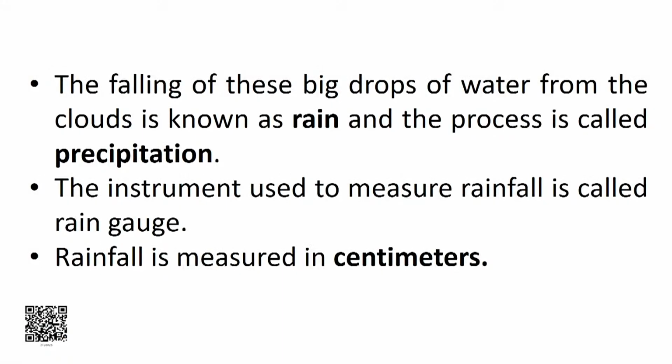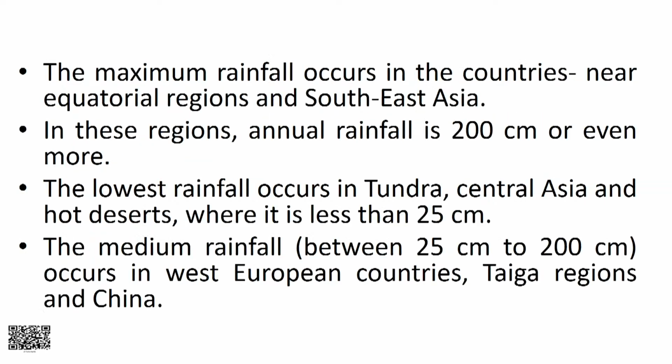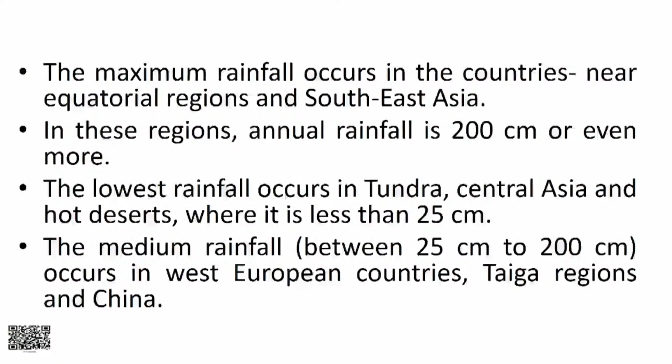The falling of big drops of water from a cloud is known as rain, and the process is called precipitation. An instrument by which we measure rainfall is known as a rain gauge, and rainfall is measured in centimeters. Maximum rainfall occurs in the countries near the equator and Southeast Asia. In these regions, annual rainfall is 200 centimeters or even more.